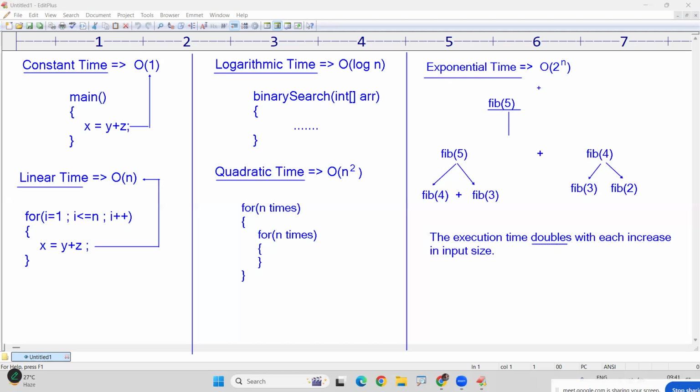So mostly, there may be many, but these are the main ones. Suppose they ask you to tell examples of constant time, linear time, logarithmic time, quadratic time, and exponential time. Okay, this is simply the time complexity explanation based on this.